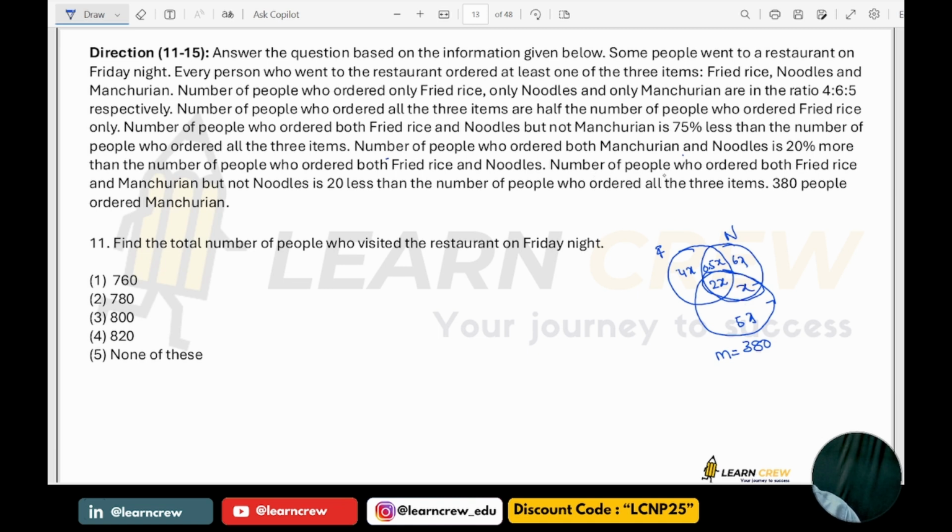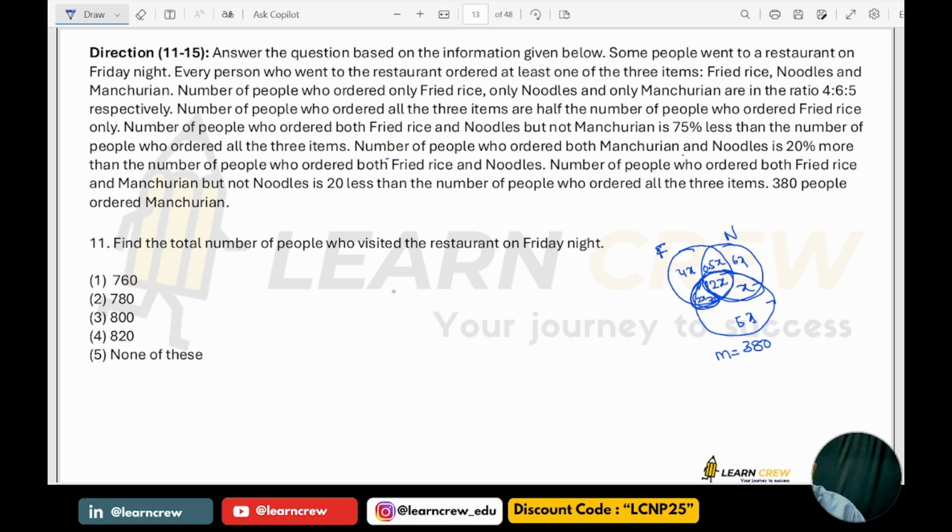Next, the number of people who ordered both fried rice and Manchurian but not noodles means this part. Fried rice is this one, Manchurian is this one. Fried rice and Manchurian but not noodles is 20 less than the number of people who ordered all three items. So it is 2x minus 20.